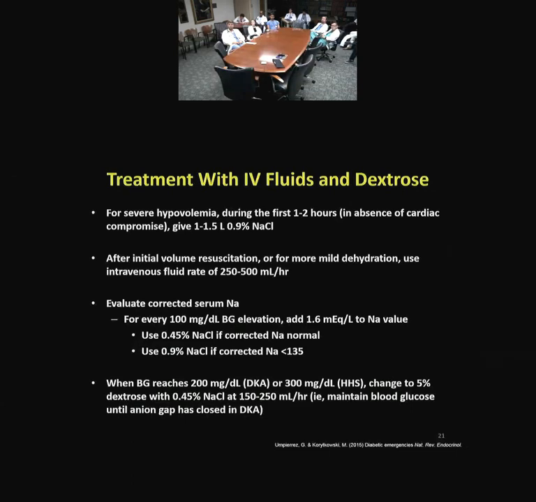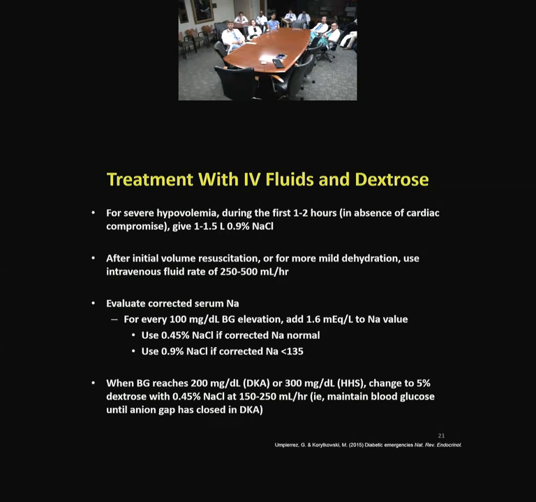So again, this is like a repetition. During the first 2 hours, always give fluids, and then change the fluids to a slower rate, 250 to 500 ml an hour. Evaluate the corrected serum sodium. So remember, for every 100 milligram per deciliter of blood sugar elevation, add 1.6 to the sodium value. So always correct the sodium. And then use half normal saline if you are worried about correcting too quickly, or you can use normal saline if the sodium is less than 135.